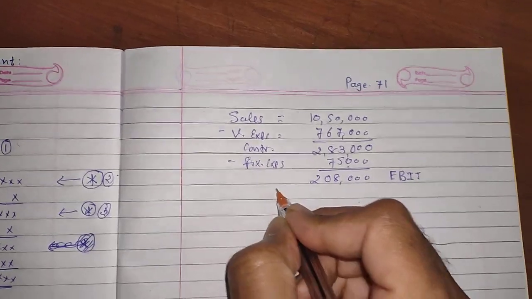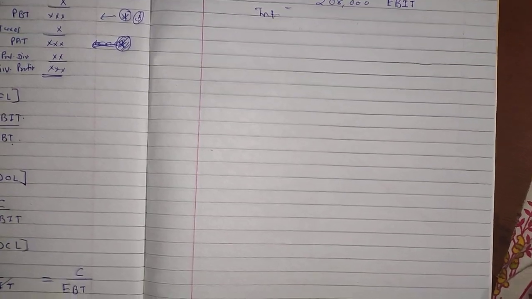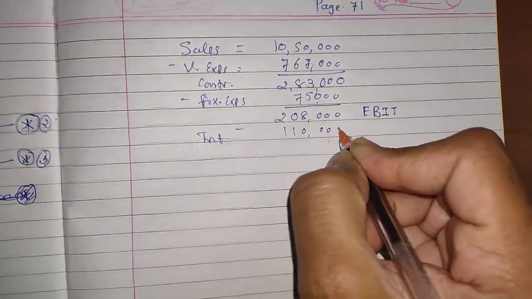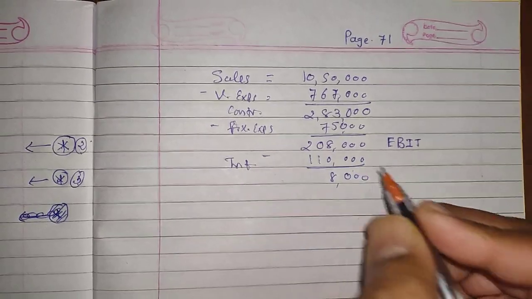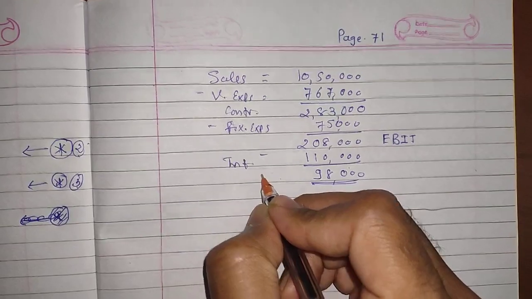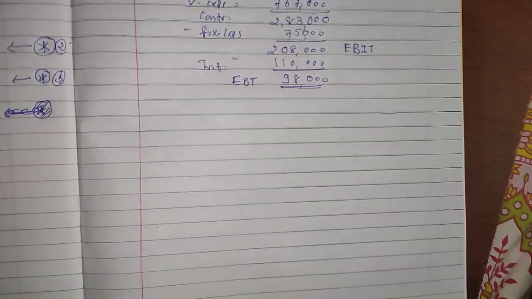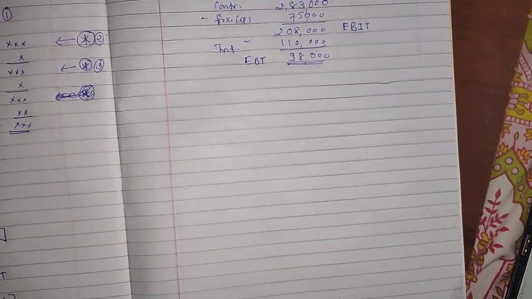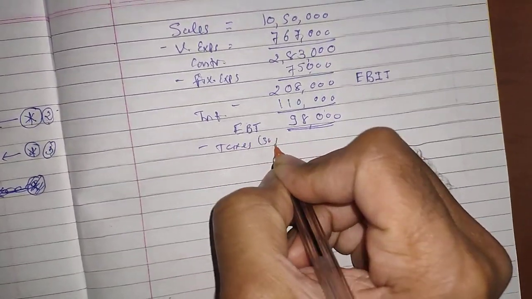Out of EBIT we have to subtract interest cost. Now interest cost is given 1 lakh 10,000. So we'll subtract 1 lakh 10,000 from this, and we get 2 lakh 8,000 minus 1 lakh 10,000, that is 98,000. 98,000 is called EBT, or you also know it as PBT, profit before tax or earning before taxes. Tax rate is given 30%. So we'll subtract taxes at 30%.